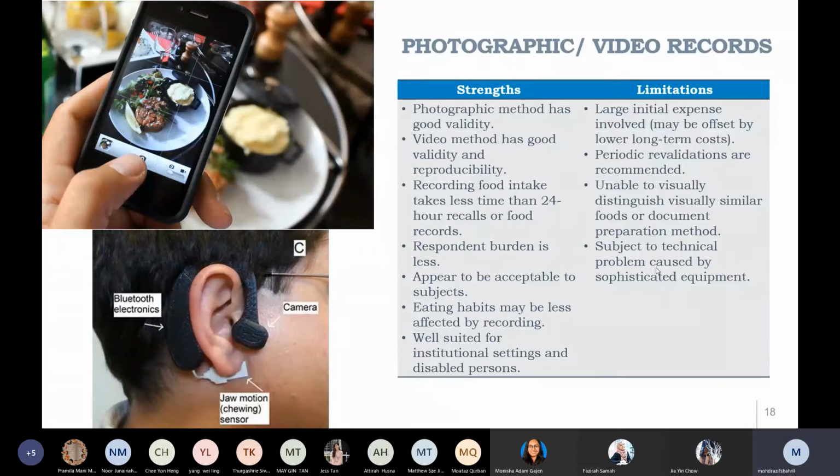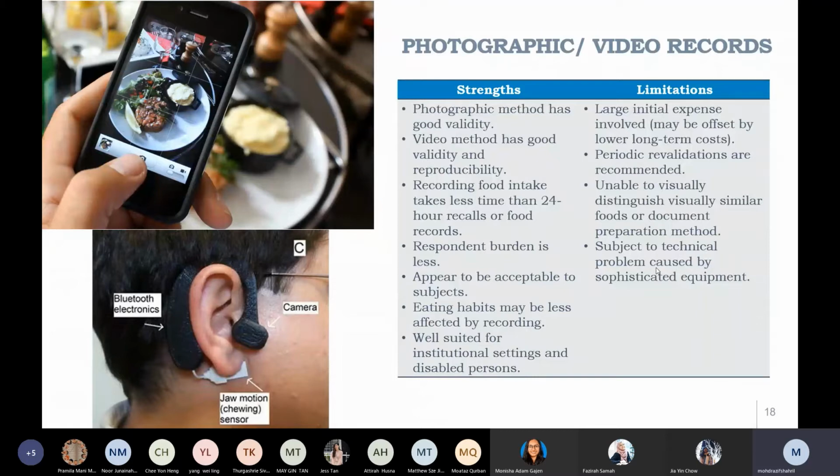For the photographic method, we can use our own handphone, or we can use other types of methods, like a button camera clicked on your shirt. So every time you want to start your meal, you can turn on the video. Or there is also another method where the camera is always on, but you can turn it off when you are going to the restroom. So any foods that you consume in between will be recorded.